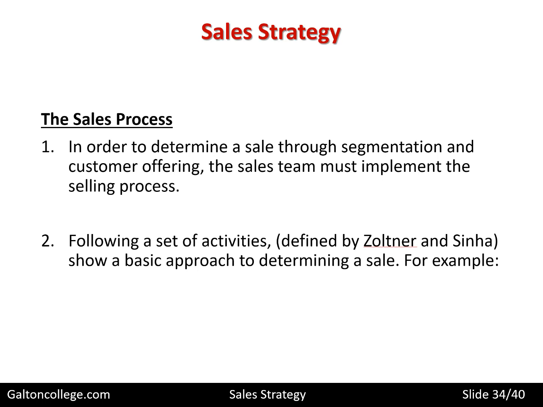Following a set of activities, these were defined by Suffner and Sinha, the article we're essentially following here, show a basic approach to determining a sale. For example, lead generation and qualification, making sure that the leads can be picked up. Who wants to buy the product? That's a lead. If they can find that, that's a lead. That's a way into the market.